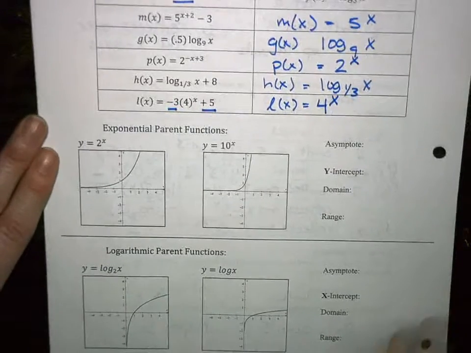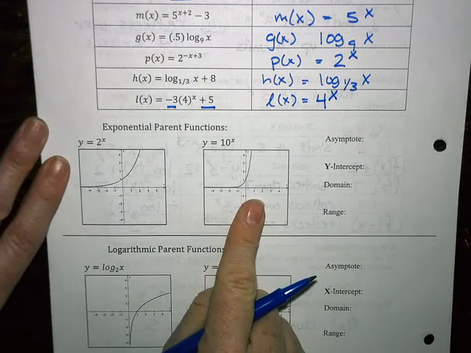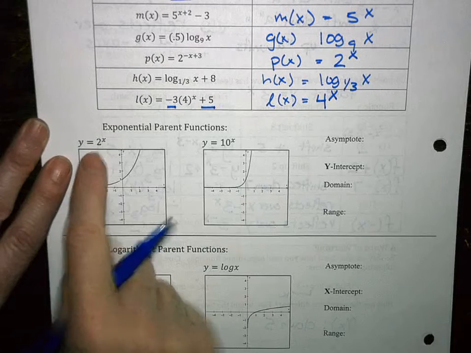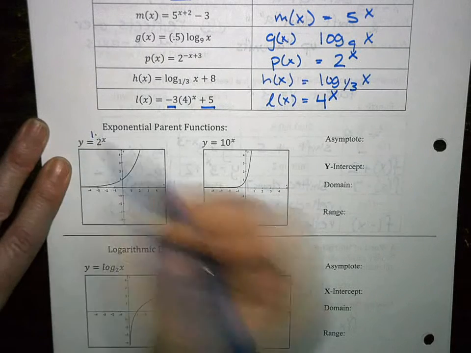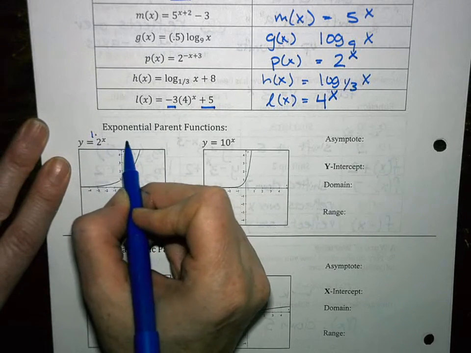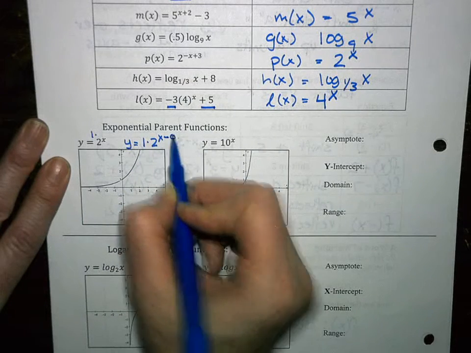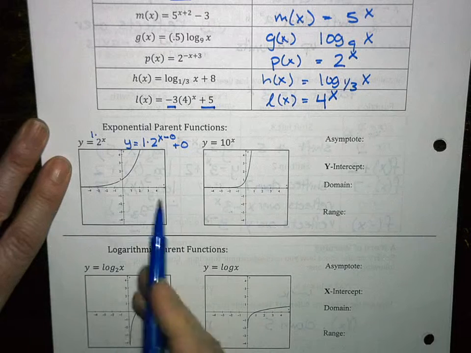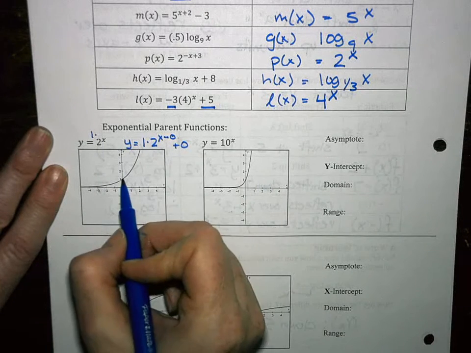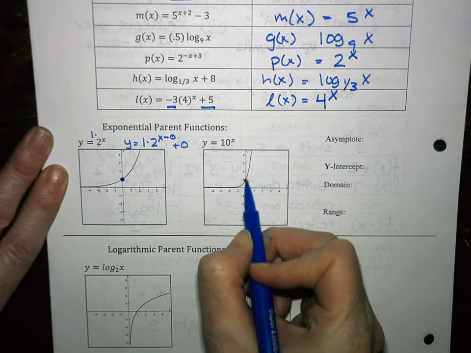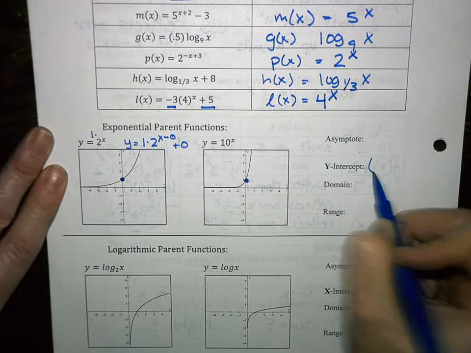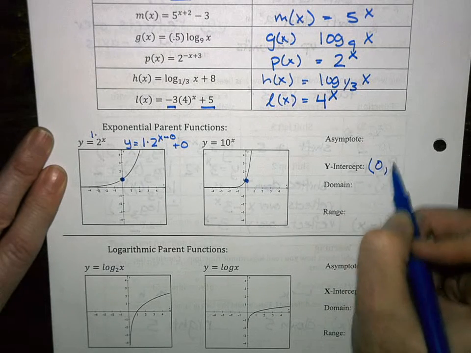Okay. Looking at these two exponential parent functions, parent meaning they have no a, it's really just 1 times this. So this is really y equals 1 times 2 to the x minus 0 plus 0. That's the parent function. Let's look at these parent functions. Where do they intercept the y-axis? The y-intercept is what? 0, 1.